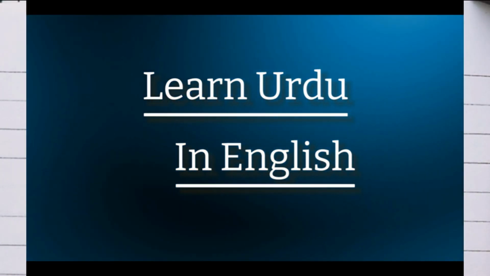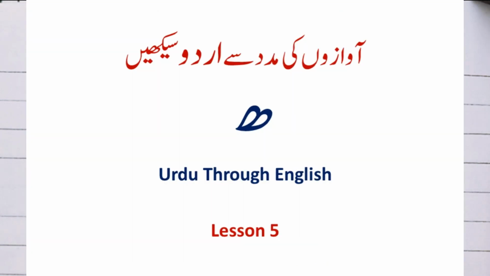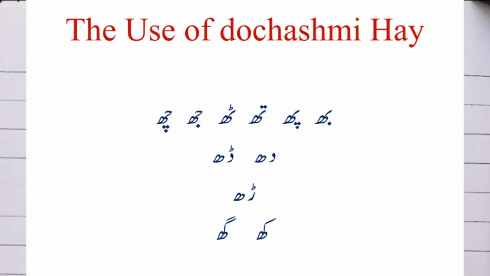In previous videos, you have learned Urdu alphabets and their half shapes. Now, in this video, you are going to learn about another important letter, and that is Do Chashmi Hay. Do Chashmi Hay is used to write many words in the Urdu language. That's why it is very important to learn how to write it. Over here, we will focus on how to write Do Chashmi Hay and the alphabets with which it is used.